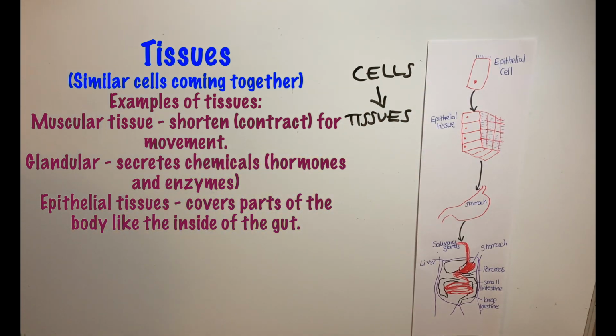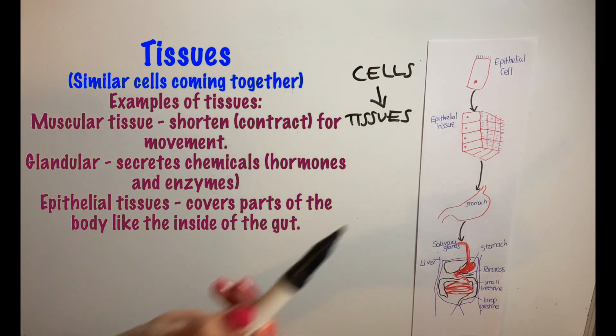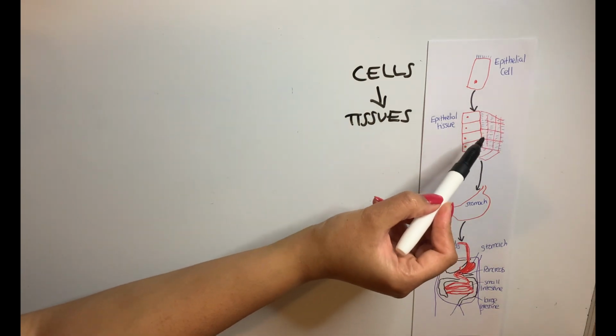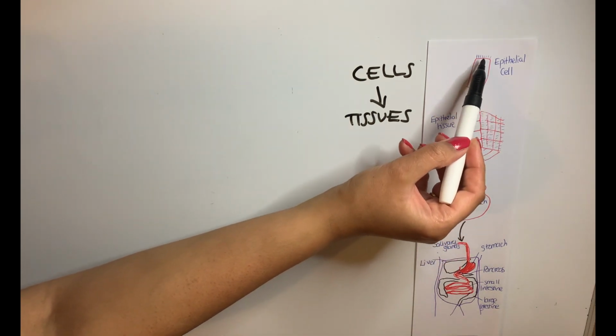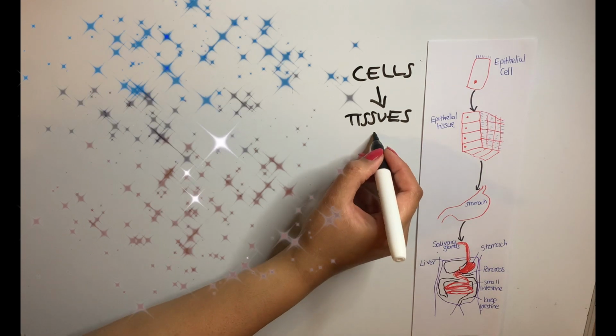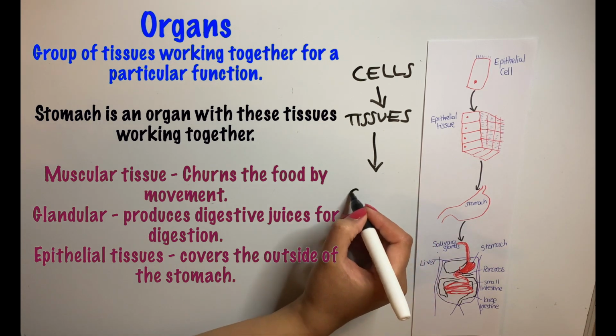Glandular tissues will make chemicals such as enzymes and hormones, and they'll be secreted. And then epithelial tissues will cover parts of the body, and epithelial tissues can be ciliated if they come from ciliated epithelial cells, or they may not, depending on which part of the body they are covering. Then the tissues will then be organised into organs.